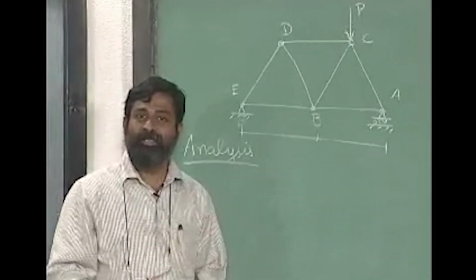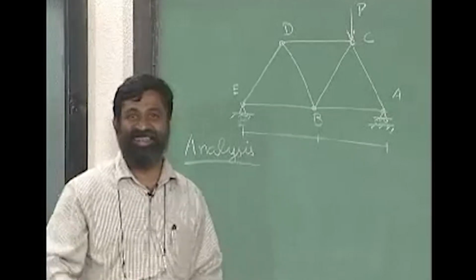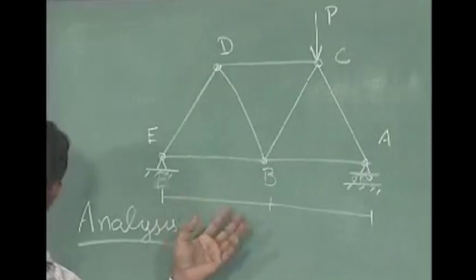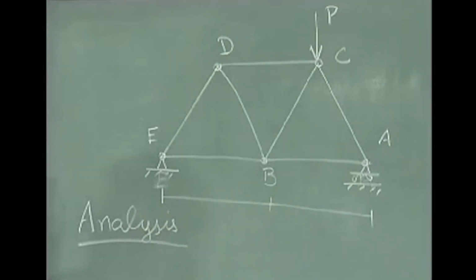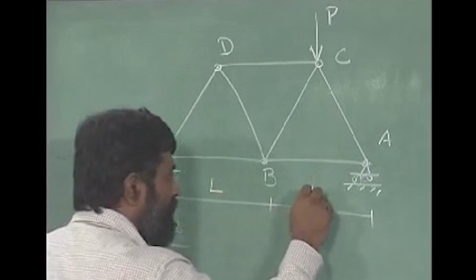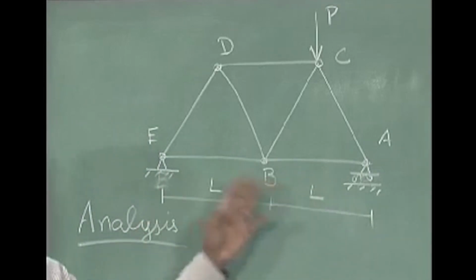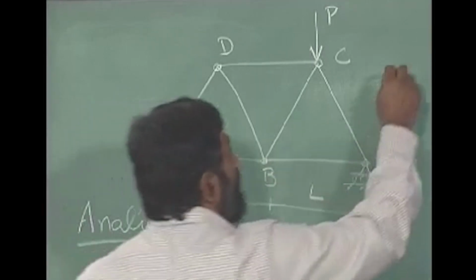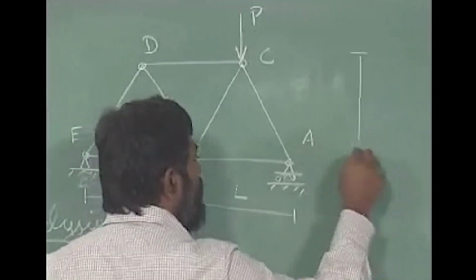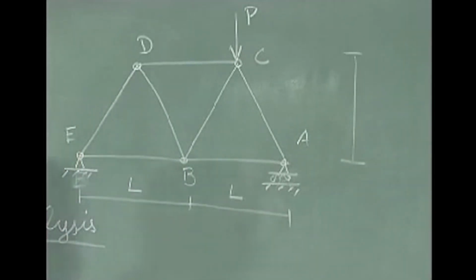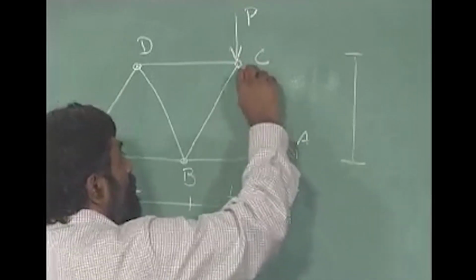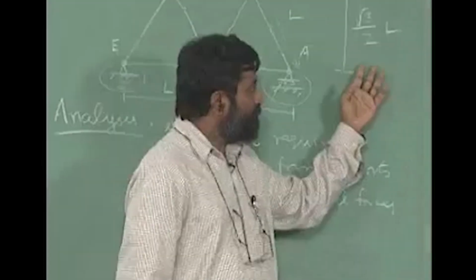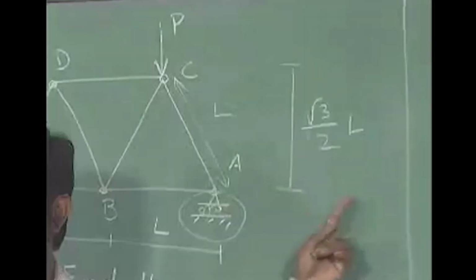Whenever we give examples, we give nice simple examples and ask you for difficult problems, okay. But we want to take representative examples. So, here without loss of that representation, let us say I have equal lengths of BE and AB, and let us say the height is such that this length is also L, okay. So, what will this be? The height is root of 3 by 2 L.